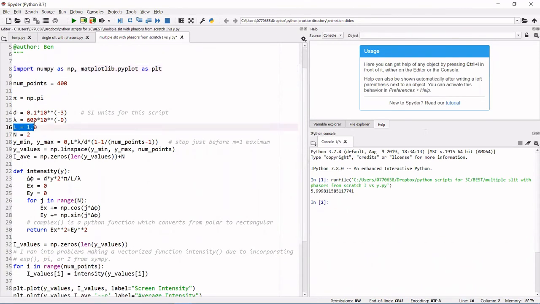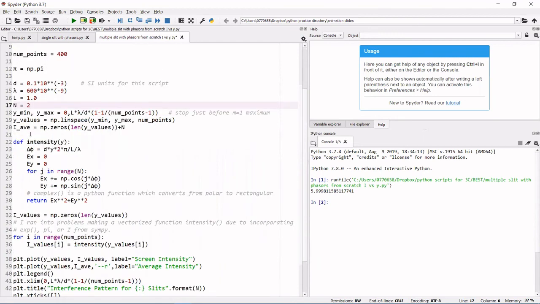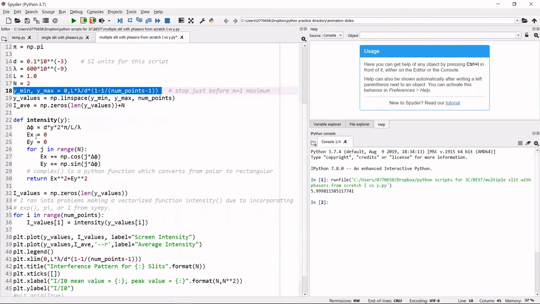Okay, here I'm entering the distance between the screen and the slits, SI units, so this is 1 meter. N is the number of slits. Right now we're talking about the double slit, so I'll just go with 2 slits. And then I basically have to create an array of coordinates. If I want to graph something, I have to lay out, it's kind of like a row matrix of specific y coordinates at which I would like to evaluate the intensity. That's all I'm doing here.